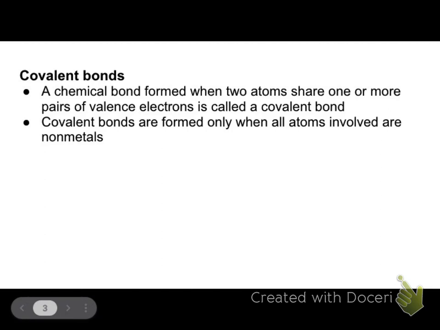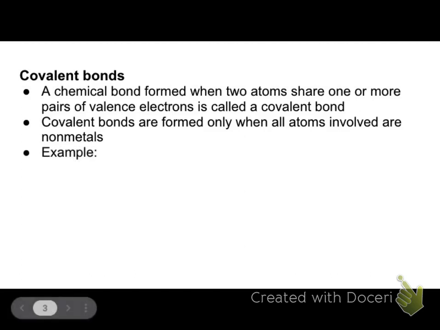Covalent bonds are formed only when all the atoms involved in the bond are nonmetals. Okay, if there's a metal involved in the bond, it will not be a covalent bond, and we'll discuss what type of bond that is in the next lesson of notes. But if they are all nonmetals, then it will be a covalent bond.